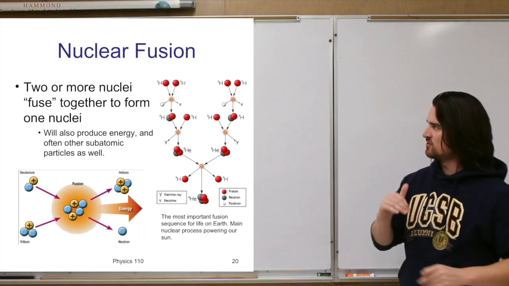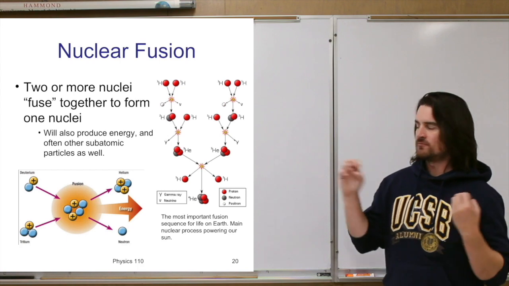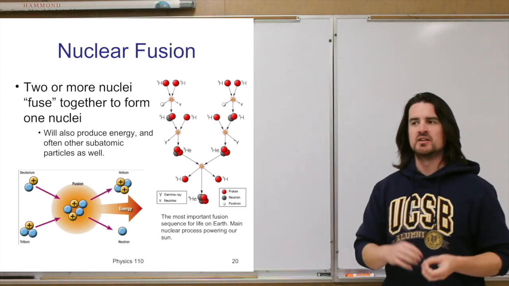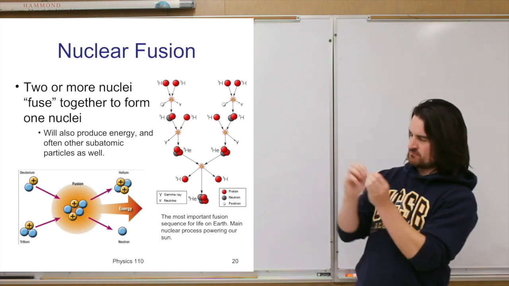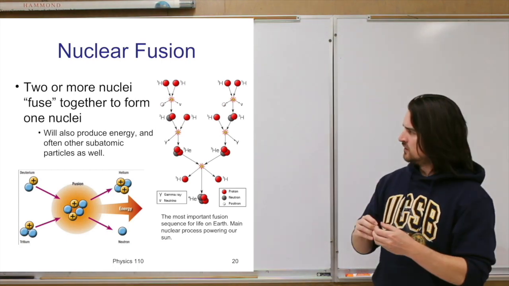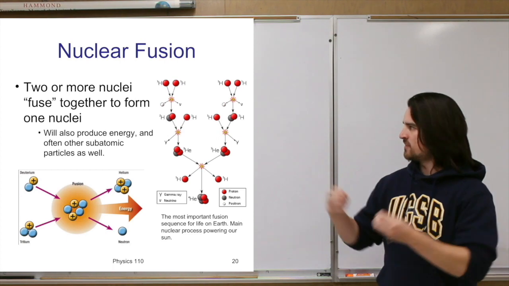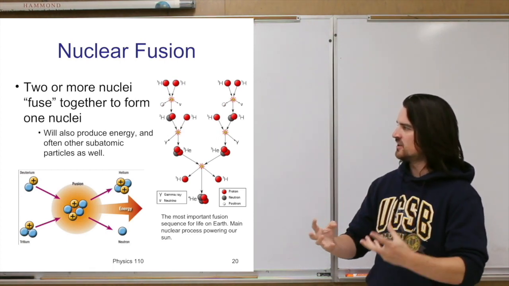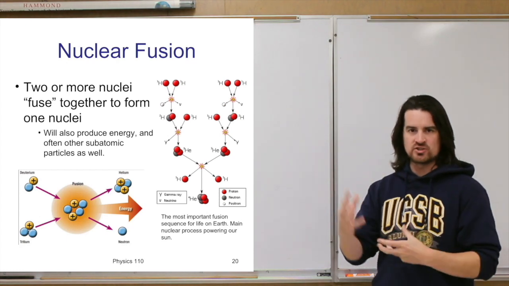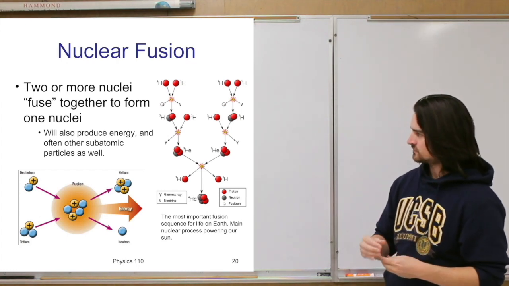All right, so first let's talk about nuclear fusion. So fusing things together, meaning combining nuclei, generally protons and neutrons smashing together. This process of smashing or combining nuclei together, again, will produce a lot of energy, and it also generally produces other subatomic particles as well.